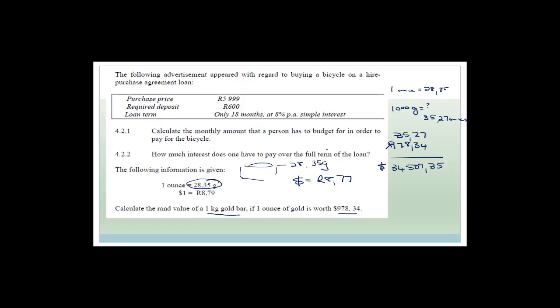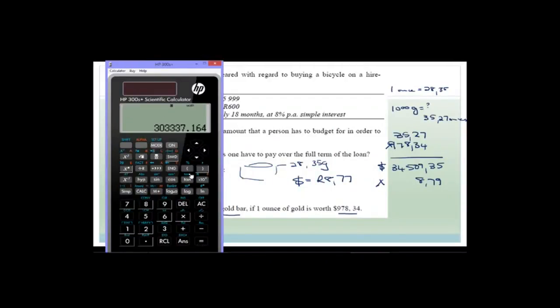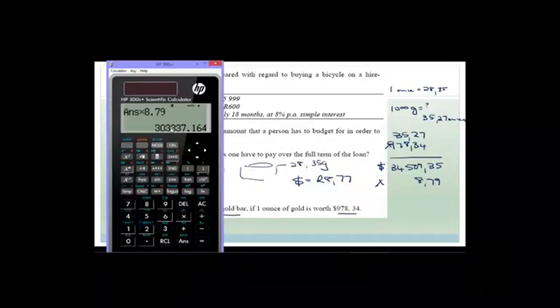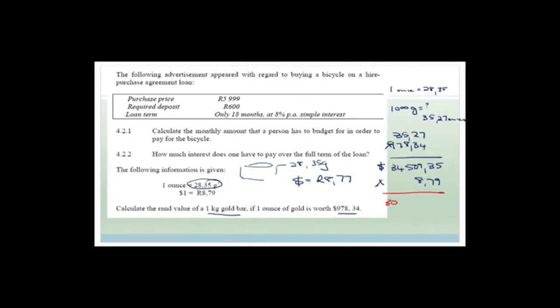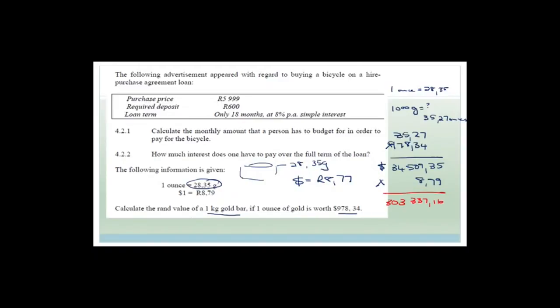Now we have to convert it to rand. And we know that $1 is equal to R8.79. So we're going to multiply this by R8.79. So therefore, if we multiply it by R8.79, what do we get? We get this multiplied by 8.79 equals R303,337.16. Sure. Okay. Right. Great.